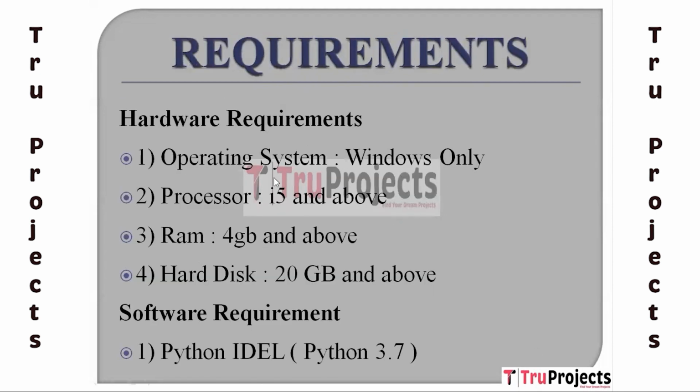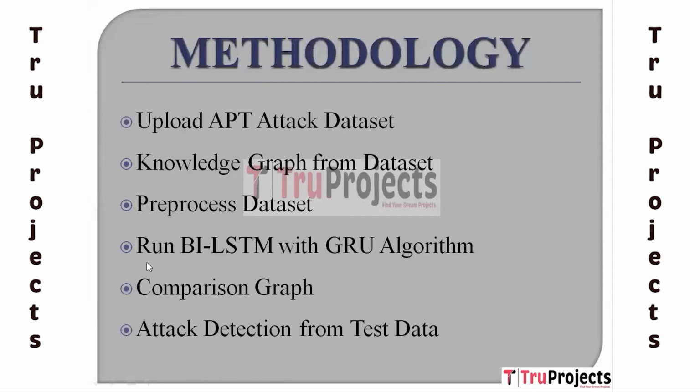Requirements. These are the requirements needed to execute this project. Hardware requirements: operating system of Windows, processor of i5 and above, RAM of 4GB and above, hard disk of 20GB and above. Software requirements needed are Python IDE of Python 3.7 version. To execute this project, we have designed the following modules. The first module is Upload APT Attack Dataset.